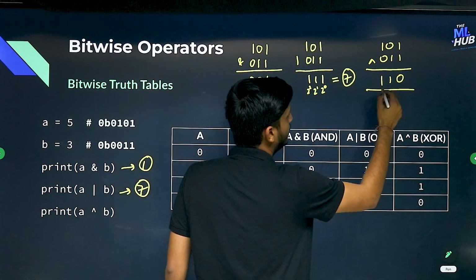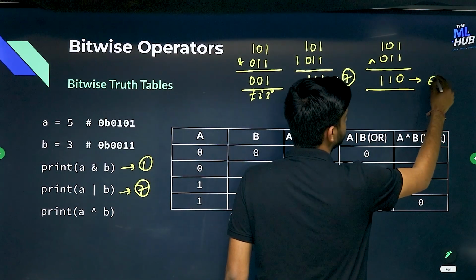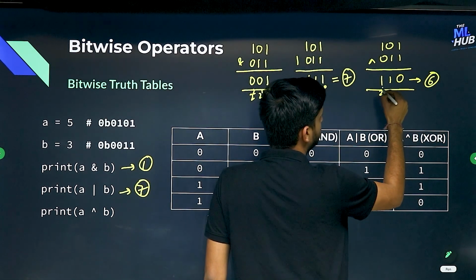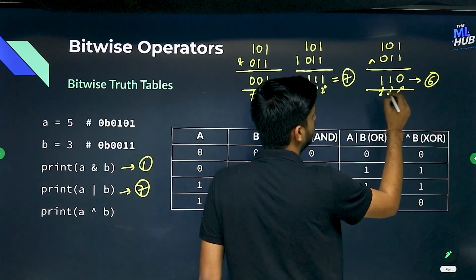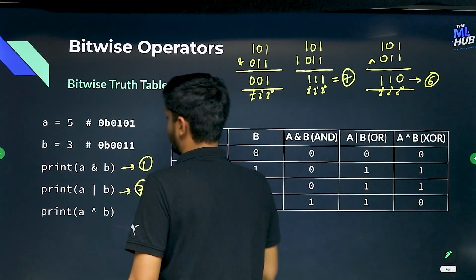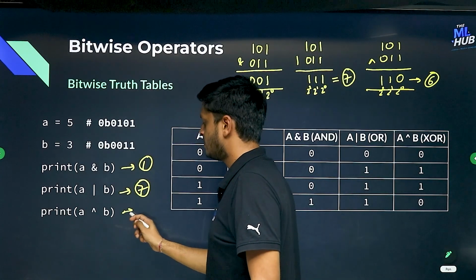So 100, again, this is the binary of 6. How? This is like 2 to the power 2, 2 to the power 1, 2 to the power 0. So 1 into 0 plus 2 into 1 plus 4 into 1. 4 plus 2 is 6. So this is the binary of 6. So the output will be 6.